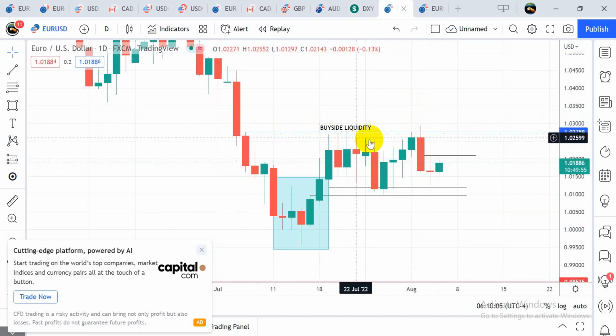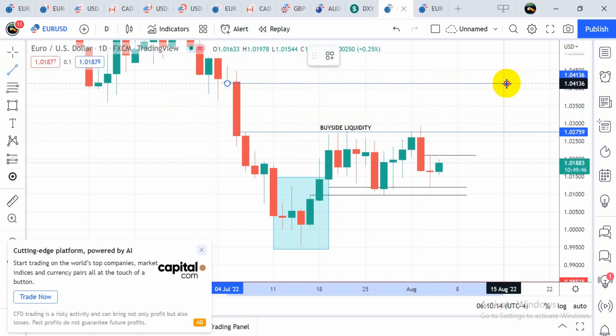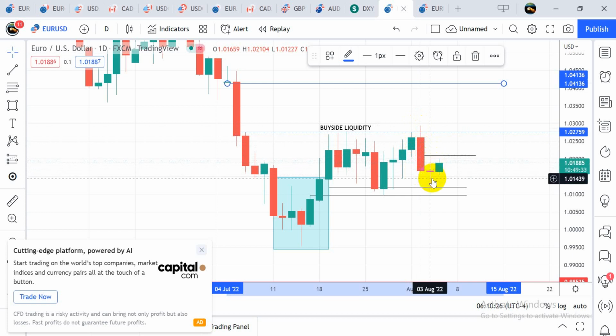We expected these buy side liquidities to be taken, and we can see that price came up into our fair value gap as it was taking out external buy side liquidity here, which was on Tuesday, and it then went down. So here we had yesterday's candle, which was Wednesday. So what is my expectation today for a bearish day?